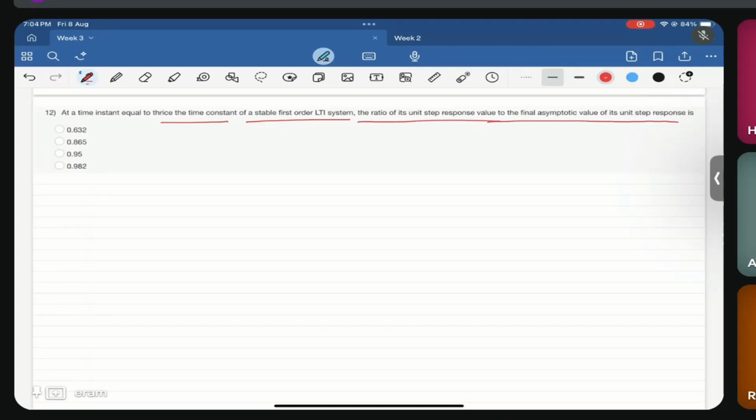So what is the question saying? We have a system, we provide a unit step input, and then we have to find the ratio of the unit step response to the final steady state value, at thrice the time constant. What will be the ratio? So let's suppose the transfer function is G(s).